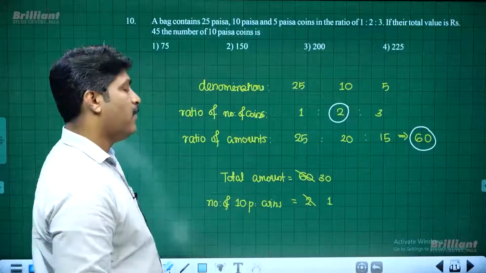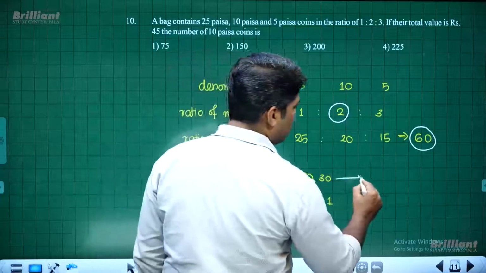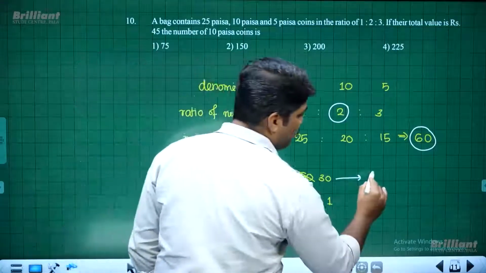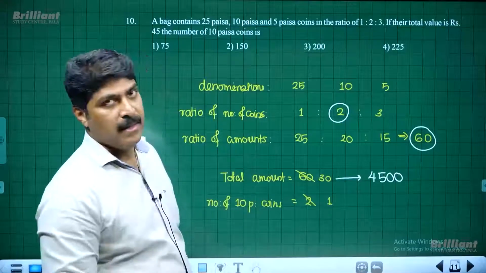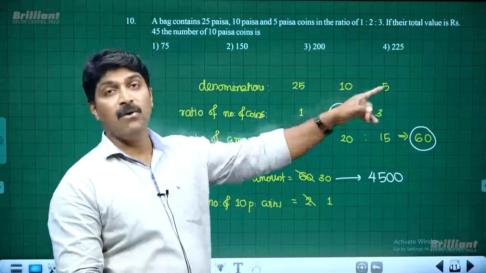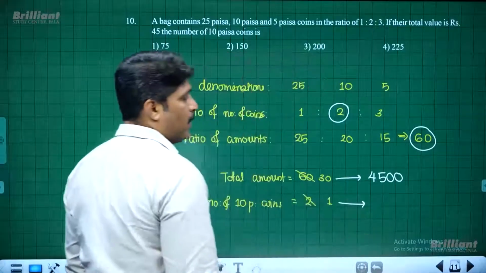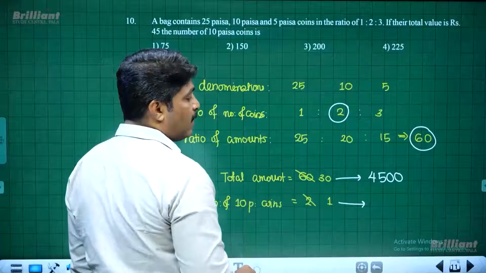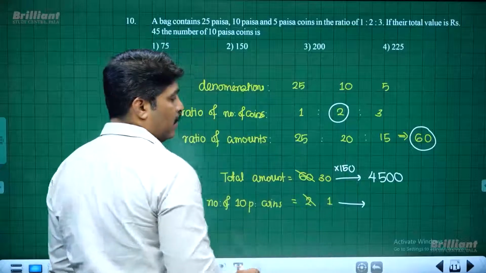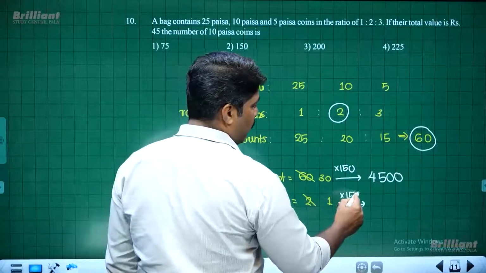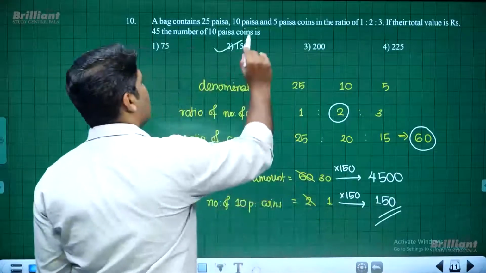Got it? Now we have to check it. This 30 represents how much? Rupees 45. Don't forget, rupees 45 means 4,500 paise, because we expressed all these amounts in paise. Therefore, 1 is how much? We know that 30 into 150 will make 4,500. Therefore, 1 into 150 will be the answer. Hence, the answer is option 2, 150.